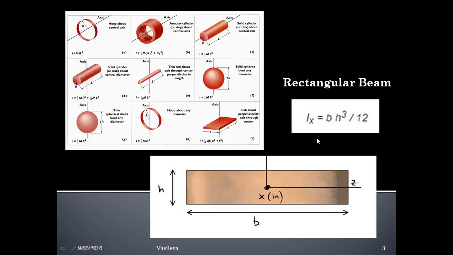Each different shape has its own equation for area moment of inertia, and there will be a table in your book for that. But most often we deal with rectangles, so that will be 1/12 base times height cubed.